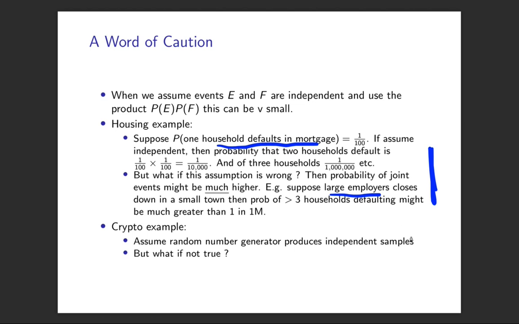There's another example that's worth being aware of: in crypto, there's often reliance on random number generators, and we'll come on to random number generators shortly. But there's an assumption that it produces independent samples. And if that's not true, then a lot of your crypto fails. So you want to be careful to construct random number generators that are drawing independent samples, or a lot of your security that's built on that will fail.